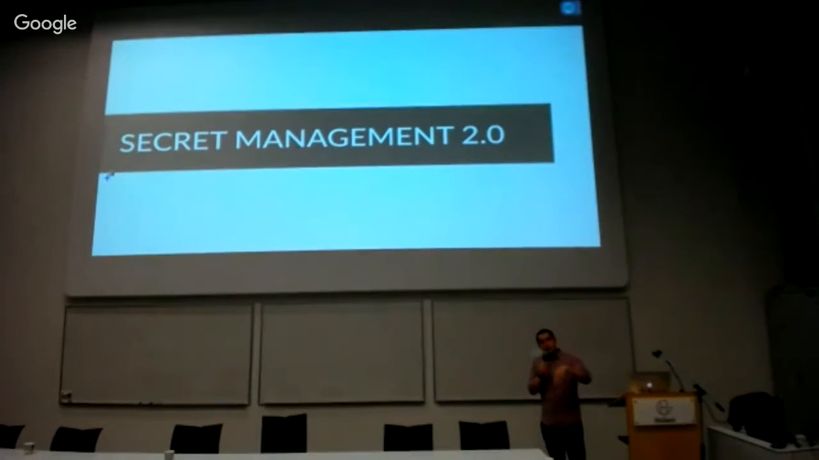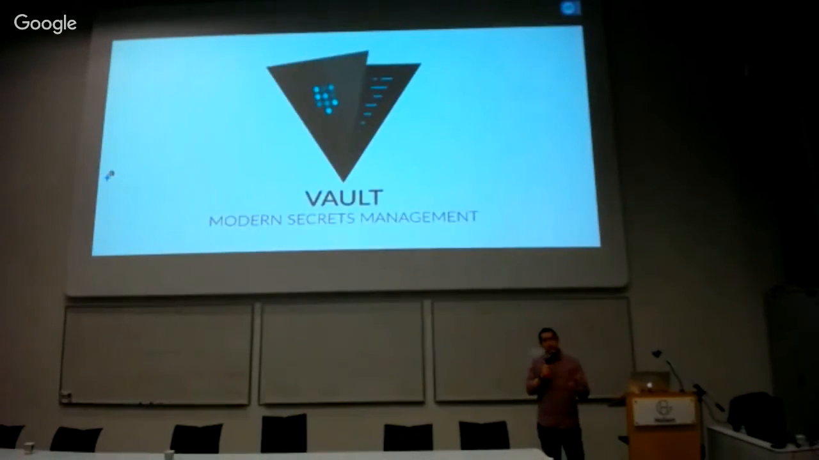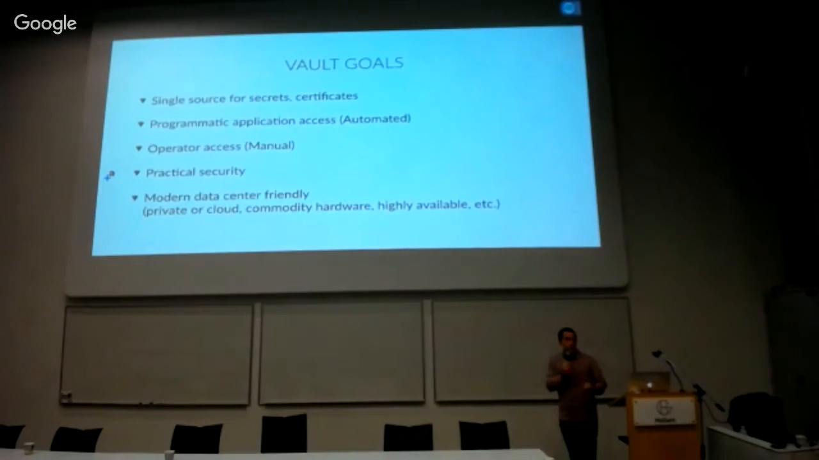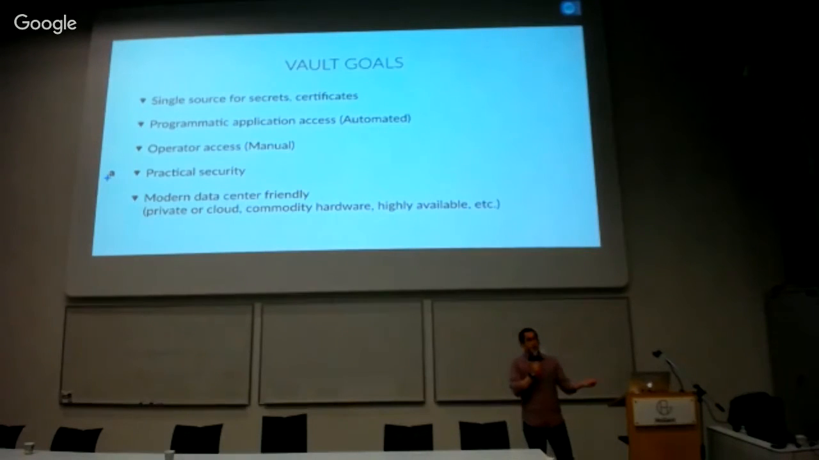So then secret management 2.0 is obviously going to be Vault, talking about Vault and our approach to this. The goal of Vault when we designed it was to be a single source for all your secrets. There's a very common saying in security, which is put all your eggs in one basket and then put that basket in Fort Knox. I don't actually know if that makes sense in Europe because Fort Knox is in America, but basically Fort Knox is in theory where all the American-owned gold is stored. And so it's supposed to be very secure. So the idea is, you know, put all your secrets in one place and secure the crap out of that one thing.